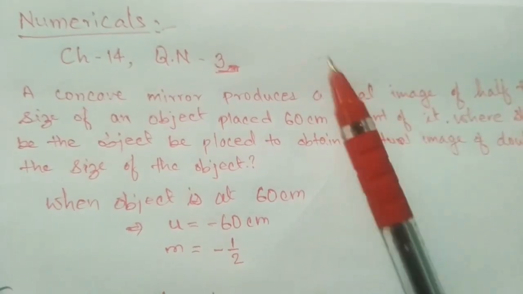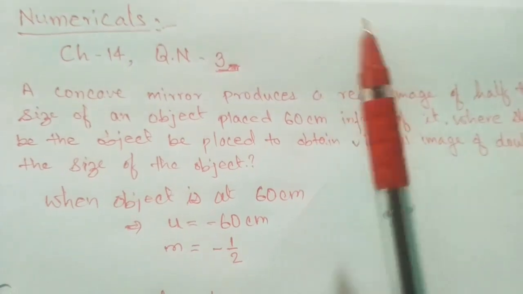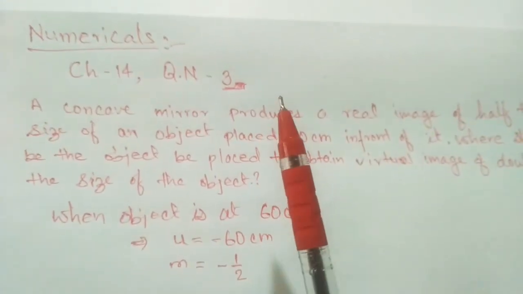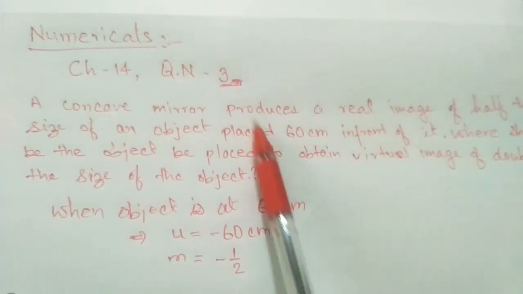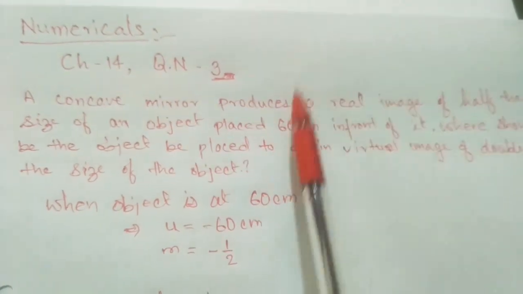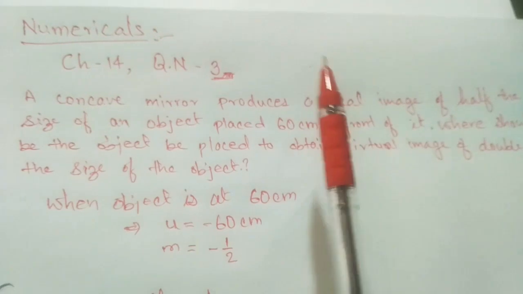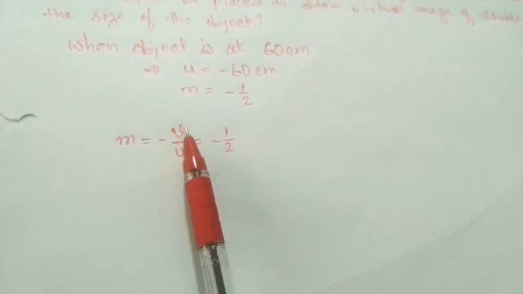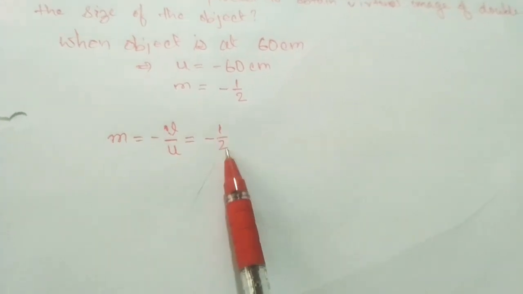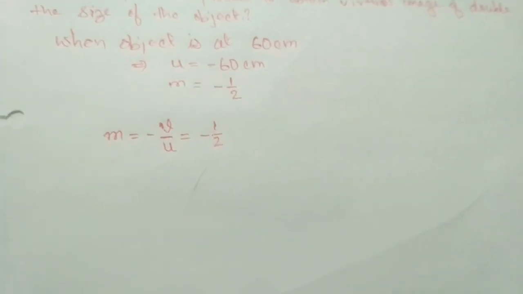What we will do actually, in both the cases one thing is not changing, and that is the focal length of the mirror. So we will first find the focal length of the mirror using this case, and we will put the focal length of the mirror in the other case. Means like this, m is equal to minus v by u is the equation and minus 1 by 2 is the value. So what is the relation between v and u?